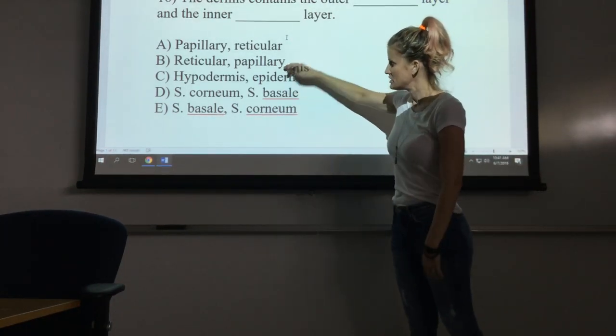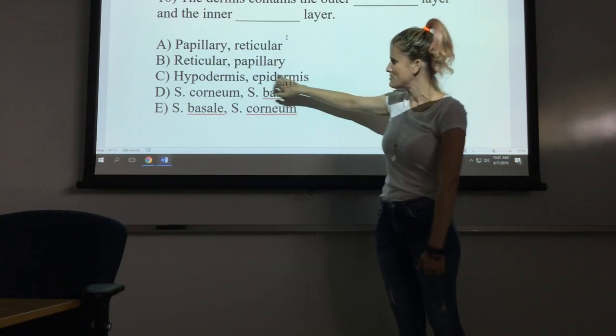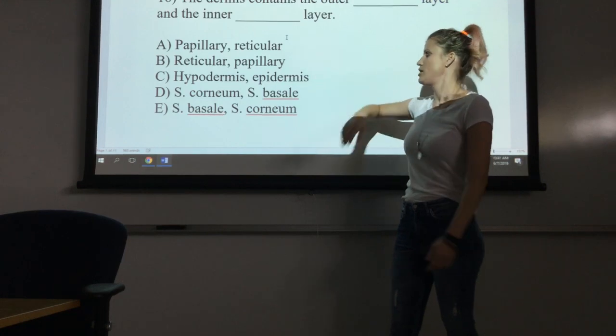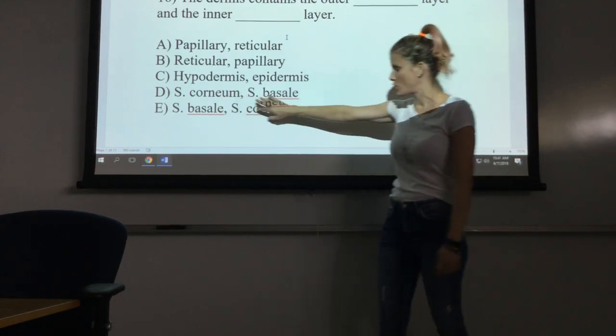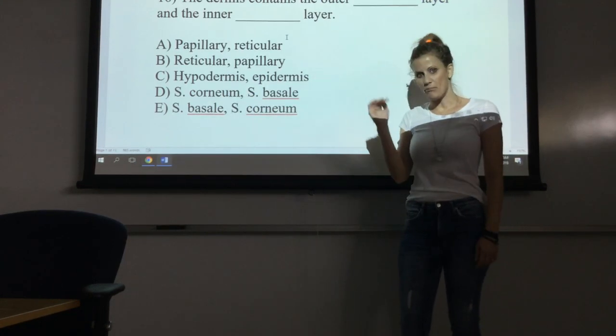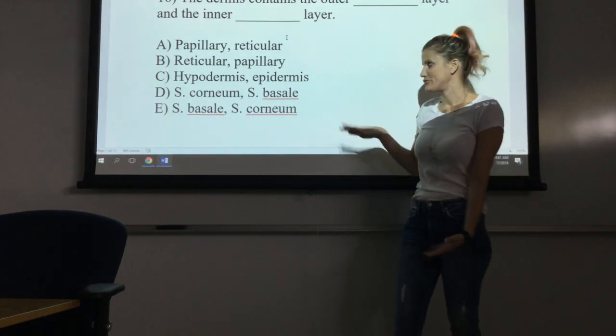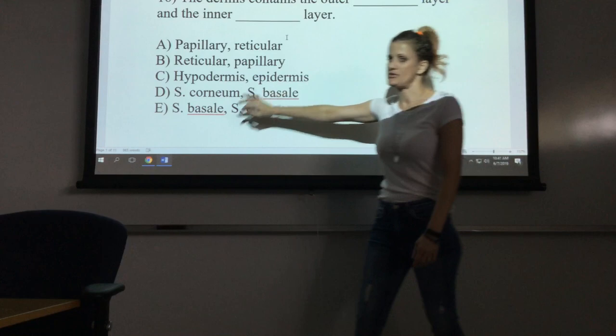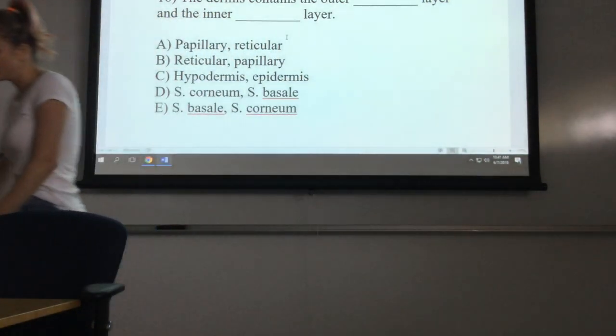That's good. This is backwards. Hypodermis and epidermis, those aren't even in the dermis, so that's completely wrong. And then stratum corneum and basal, those are up in the epidermis. Okay, they're still talking about the top and bottom layers, but these are not layers that are in the dermis, they're epidermal layers.